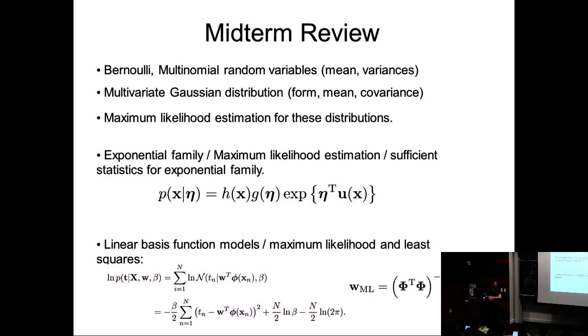Linear basis function models, maximum likelihood, and least squares. This is the form of the exponential family. And remember, when we write the log likelihood function, the maximum likelihood estimation for it takes this form, right, which is a basic least squares estimation. So you should be familiar with those terms as well.